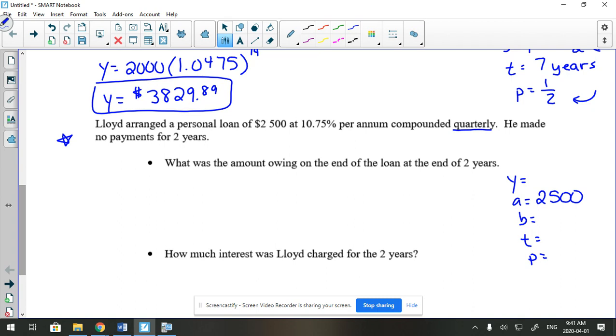So this is your B value and your P value. So we have 1 plus the interest rate, written as a decimal, and then how it's compounded. Quarterly means 4 times per year. That's also going to be your P value, 1/4. He made no payments for 2 years. So he had the loan for a total amount of time of 2 years. We want to know what is the amount owing at the end of the loan after 2 years.